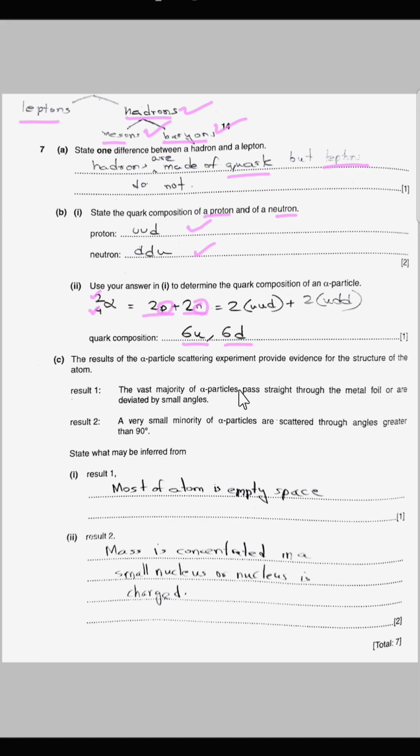The result of the alpha particle scattering experiment provides the evidence for the structure of the atom. The vast majority of alpha particles pass straight through the metal foil or are deviated by a small angle. A very small number of alpha particles are scattered through angles greater than 90 degrees. So in result 1, most of the alpha particles pass straight through without any deviation, and in result 2 some of the alpha particles are deviated.